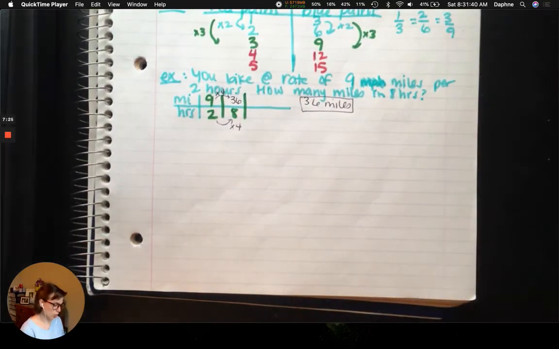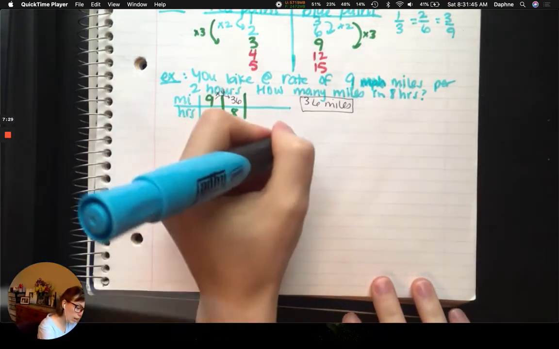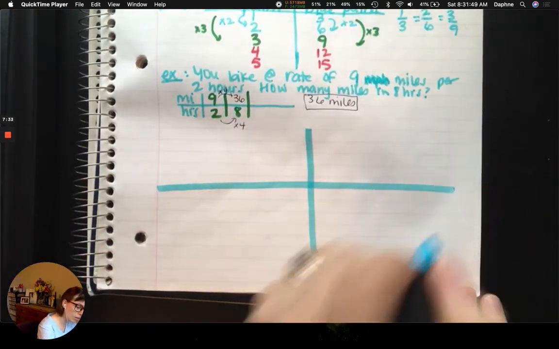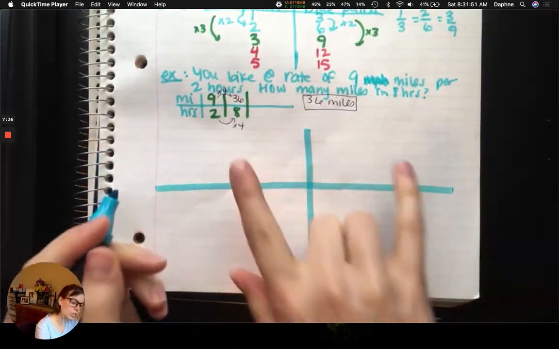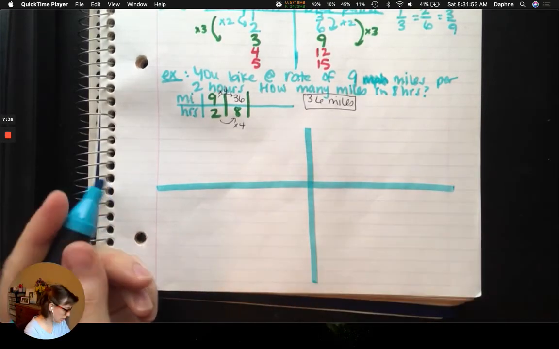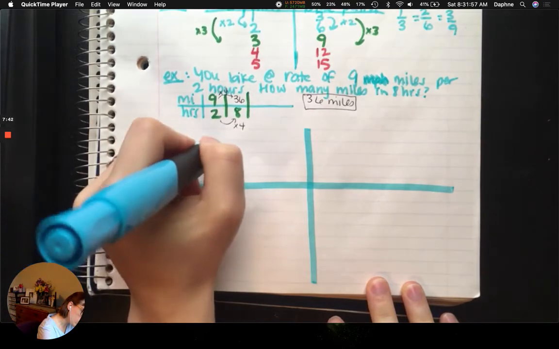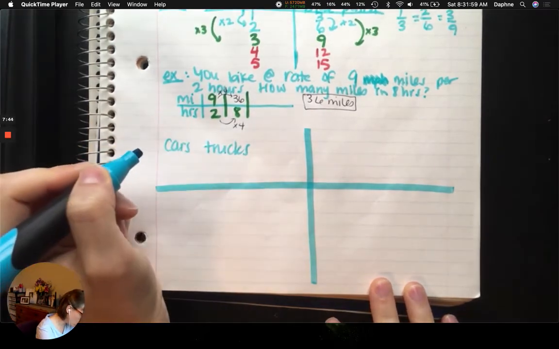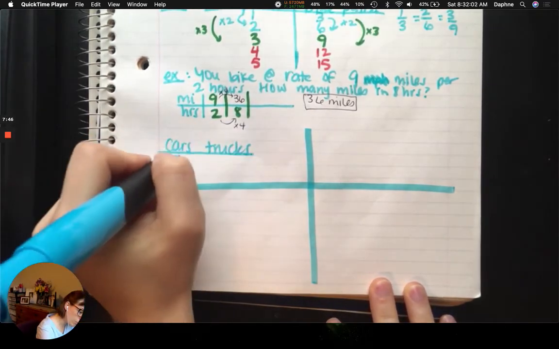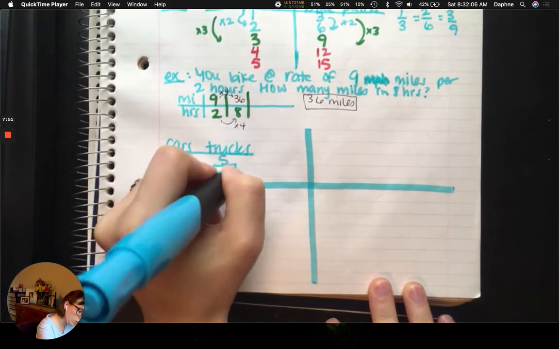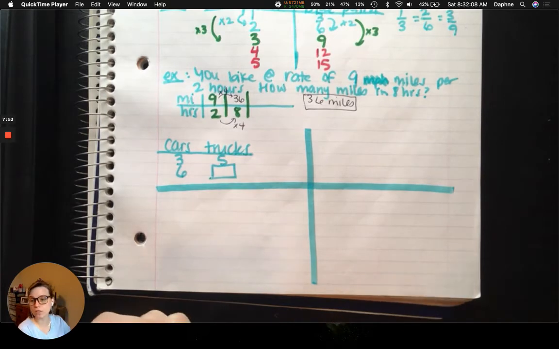All right, moving up. I'm going to make 2 tables. We're going to have 4 examples left. So if you want to make a grid of 4 in the bottom, okay? So these top 2, I want you to fill in the missing values. So I have cars versus trucks, okay? I have 3 cars to 5 trucks. So 6 cars goes to how many trucks? Pause the video. Try to figure it out.